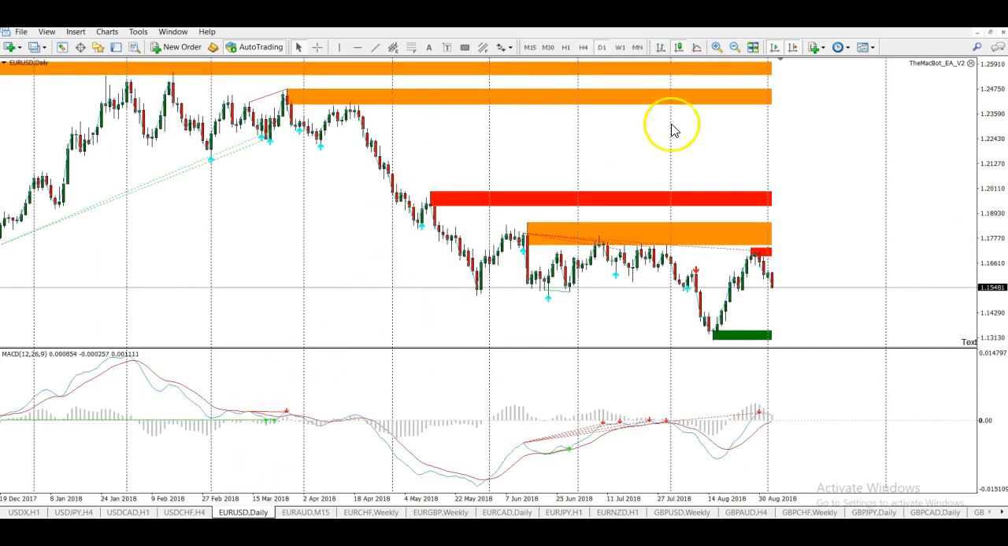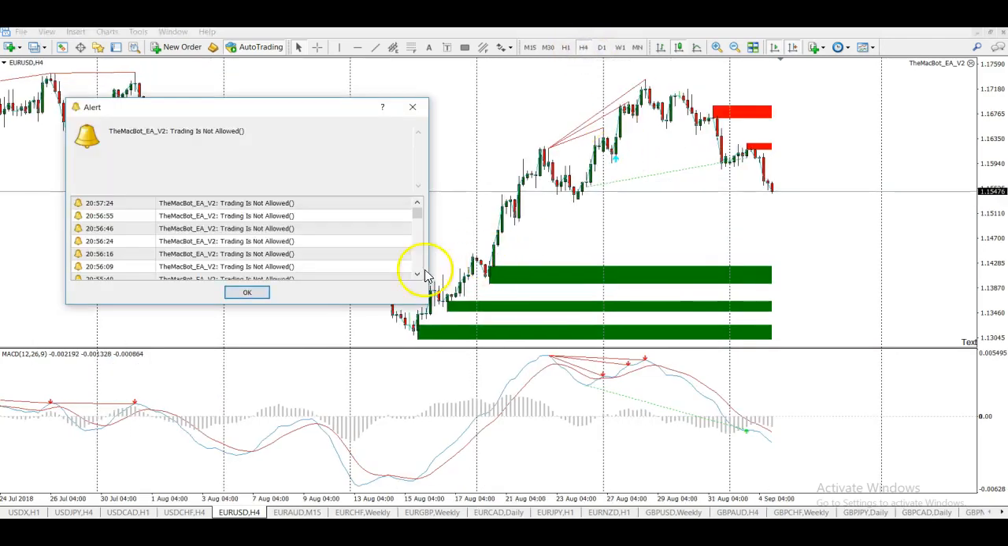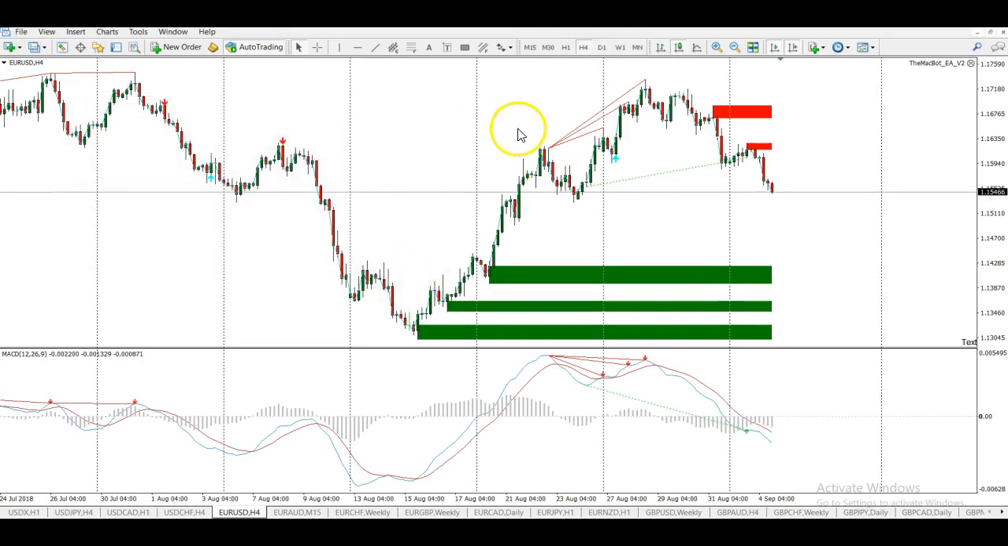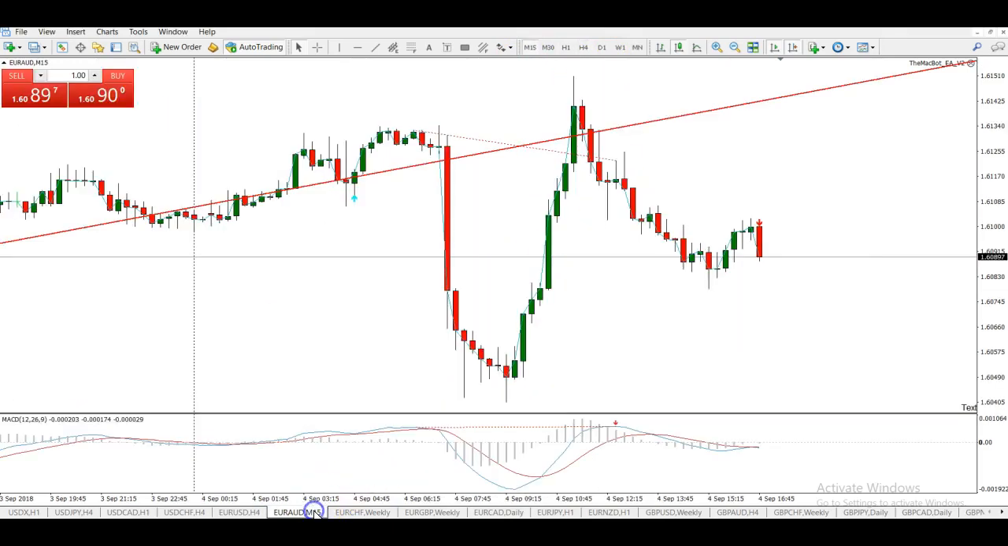Euro USD. Okay, you can see it's been moving down nicely from a continuation divergence from last week at this daily area. Today we're not at a daily, or we're not at a 4 hour, so kind of not looking to trade this for a day trade.